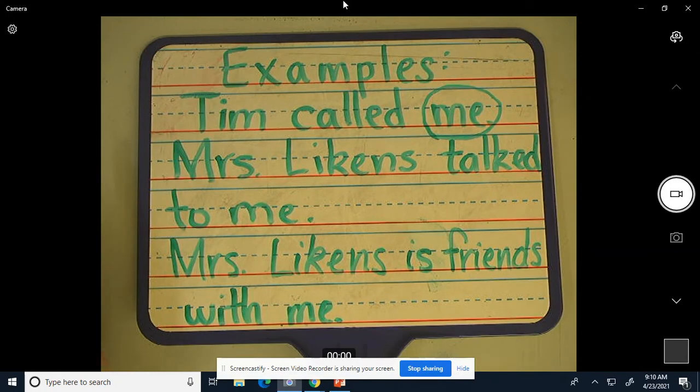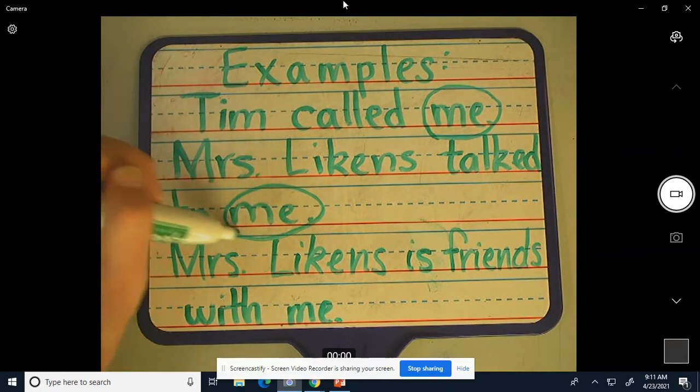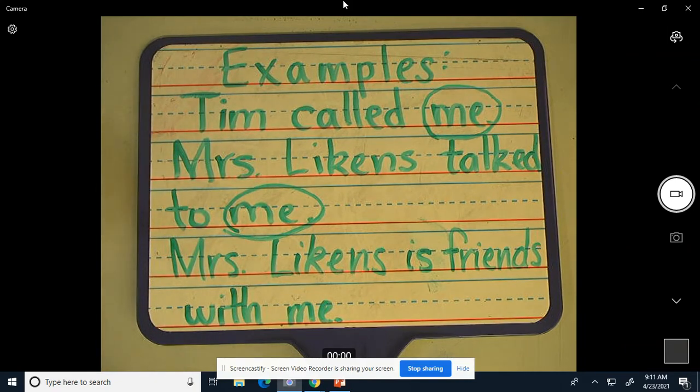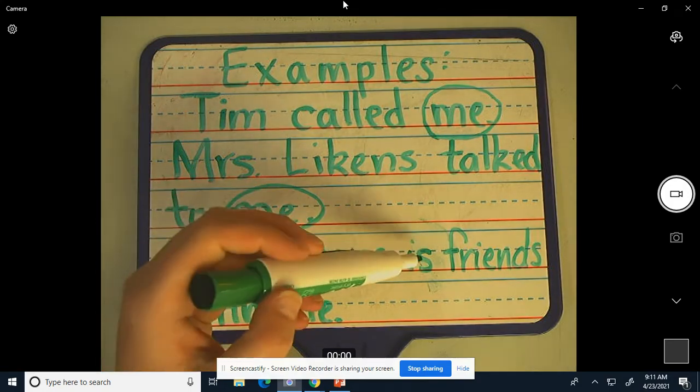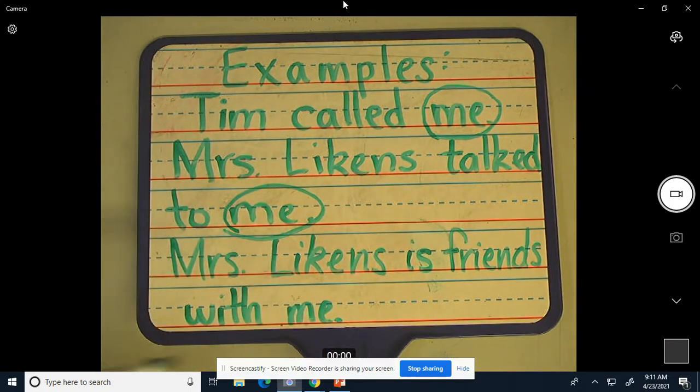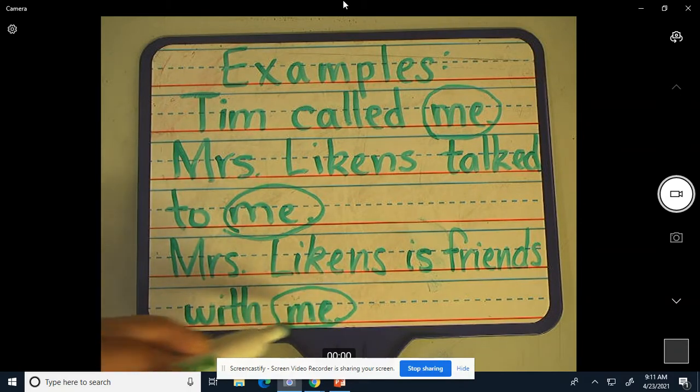He did. Okay? Mrs. Likens talked to me. There's that pronoun. And I didn't do anything, right? Who did it? Mrs. Likens did it. So I had the action done to me, and I am the object that it was done to. Mrs. Likens is friends with me. There's that pronoun again, me. And she is friends with me. She is the one that is friends with me.